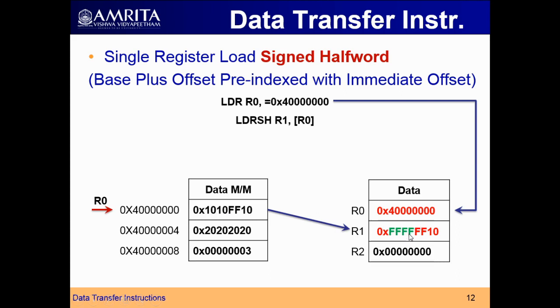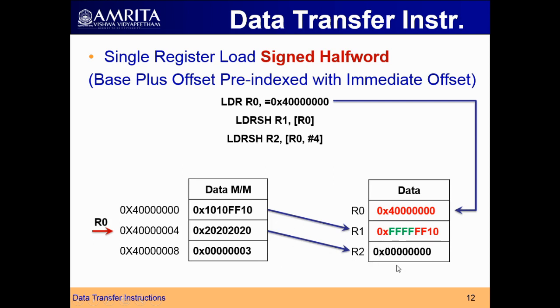That is how you are getting FFFF, then your half-word. Similarly, in the next instruction, what I have written, LDRSH R2, [R0, #4]. What does it mean? R0 address will be incremented by 4, right? And whatever data is present in that incremented address will be moved on to R2. Since it is half-word, 16 bits only will be moved.